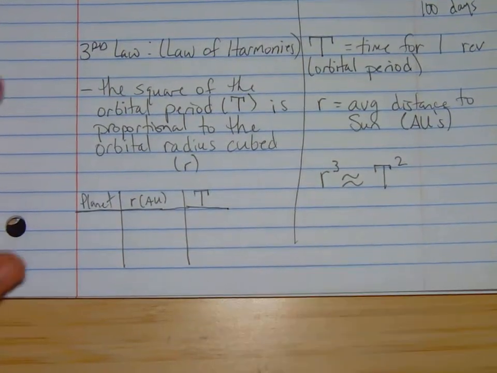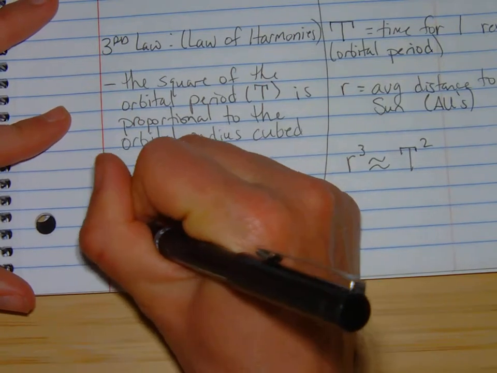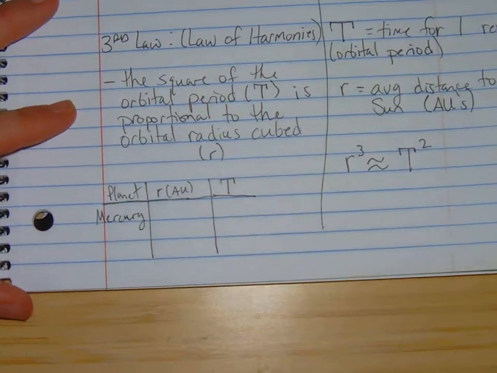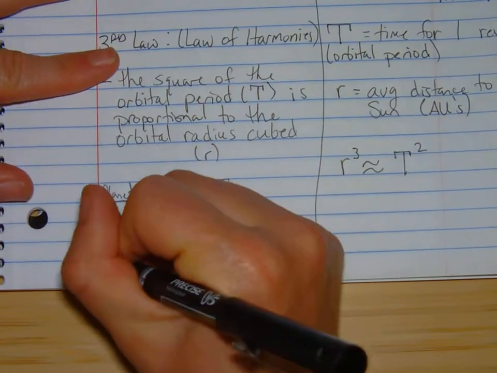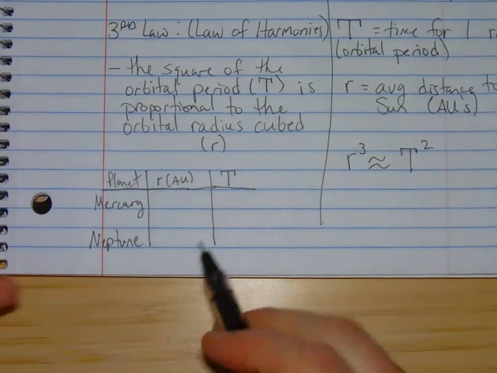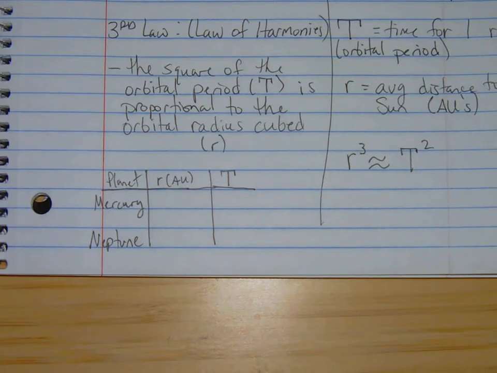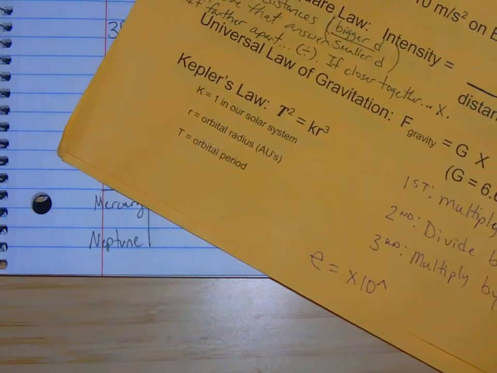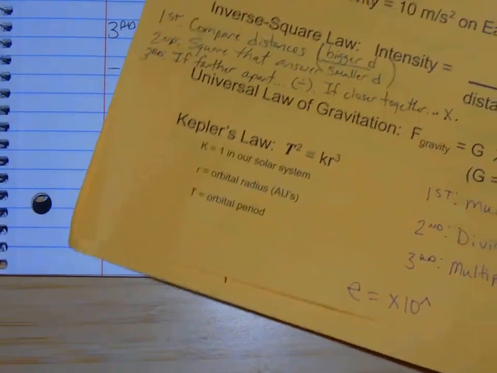All right? So I'm just going to pick a couple for this. We'll go Mercury, and then we're going to go one that's a long ways out, Neptune. All right, so Mercury and Neptune. Now what you really need to do is pause me if you don't have your formula sheet out and available, because we're going to make this easier.